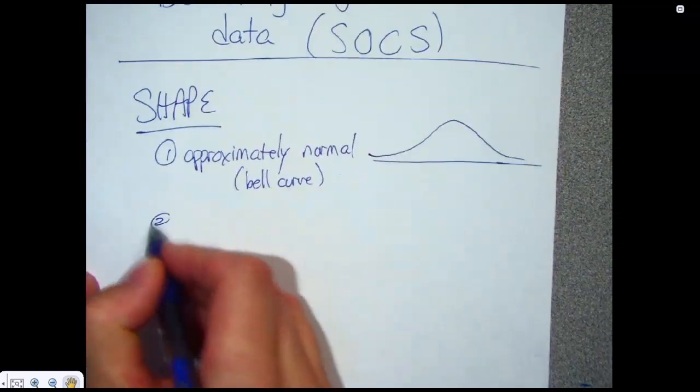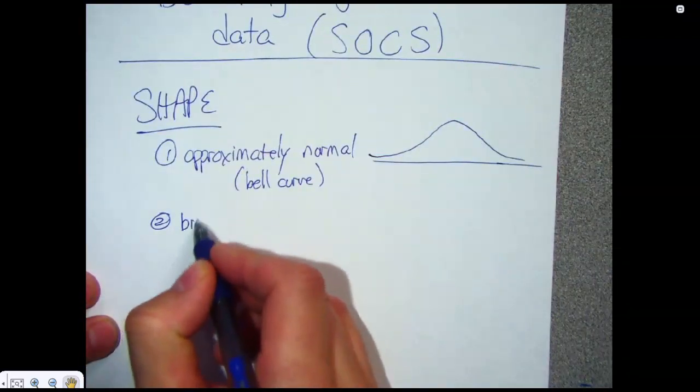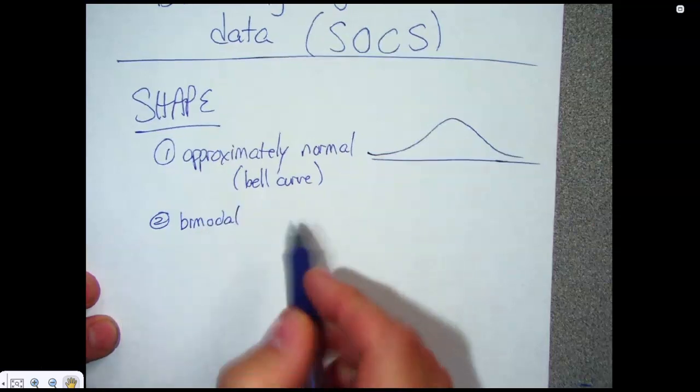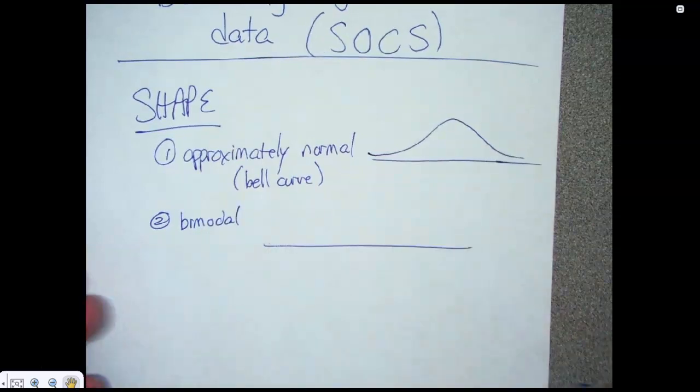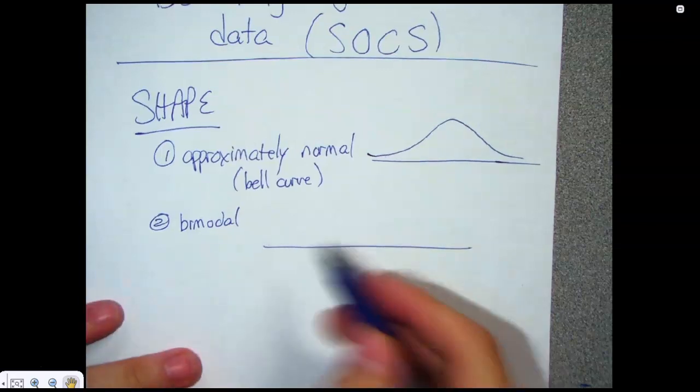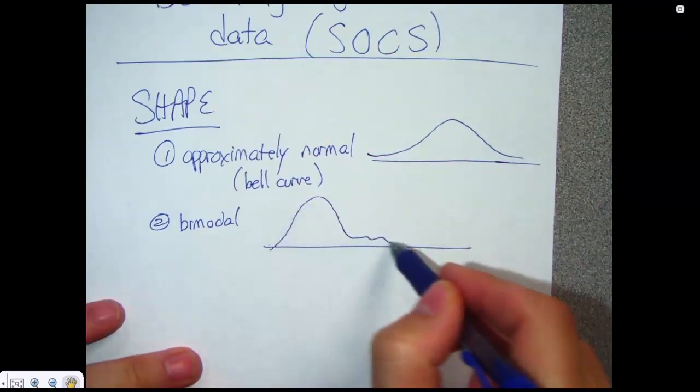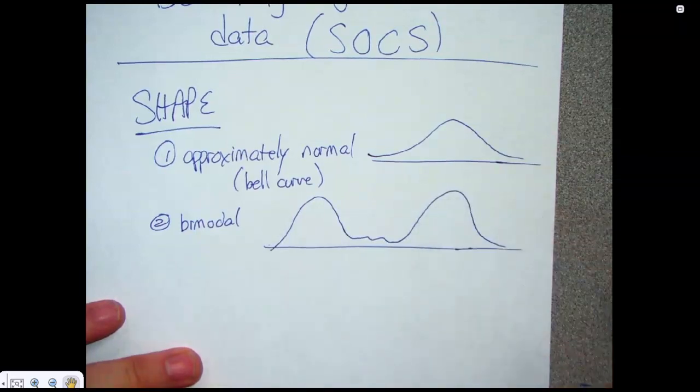There is bimodal. What does mode mean? There's mean, median, and mode, right? What's mode? The most. It's the one that happens the most. So bimodal means there's 2 locations that it happens the most at. So you get a hill over here, and then not much data over there, and a hill over here.